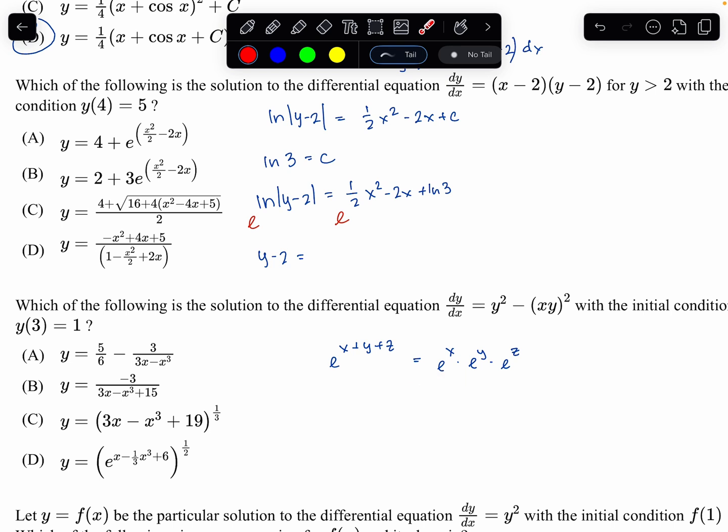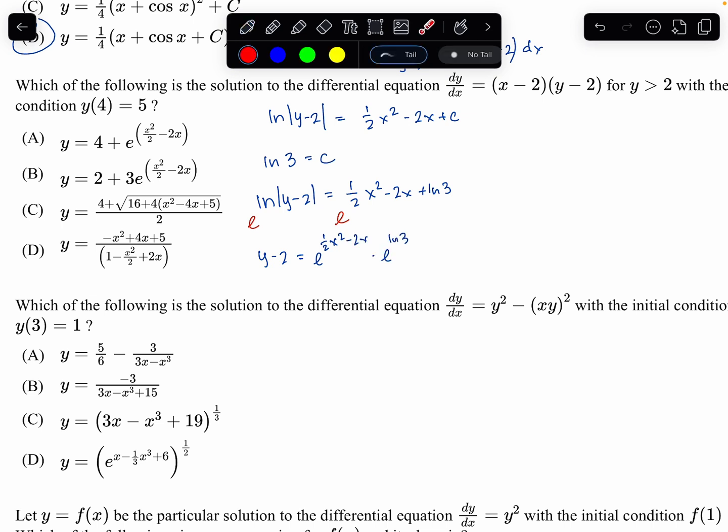So that's what I'm going to do here. These 3 terms are being added, so I could technically write this as e to the 1/2 x squared times e to the negative 2x times e to the natural log of 3. However, I'm not going to do it quite like that. Instead, I'm going to write it as e to the 1/2 x squared minus 2x, and then times e to the natural log of 3.